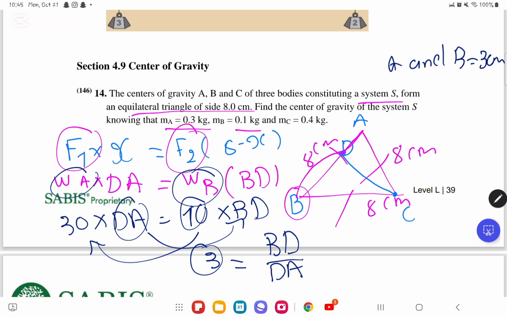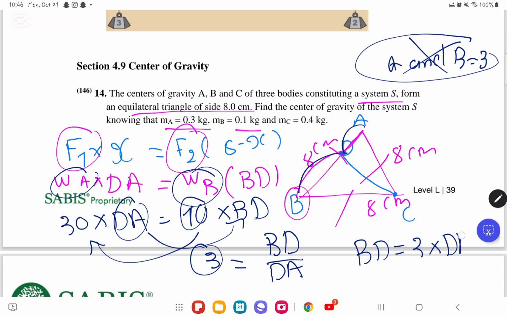Or no, 3. Actually, we didn't prove this yet. Look what we proved. We proved that BD over dA is 3. So that means BD is equal to 3 times dA. So using this, we can find the length over here.